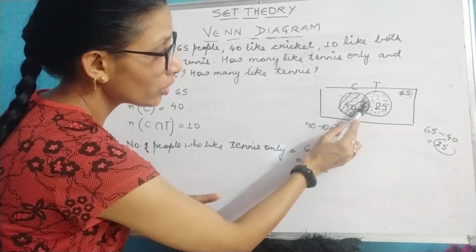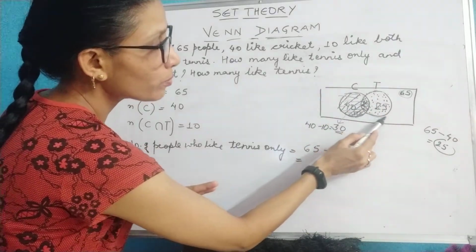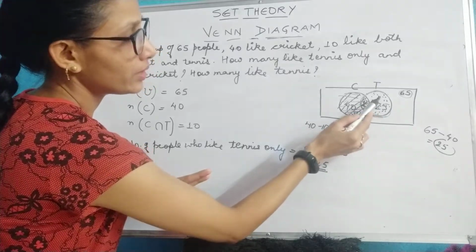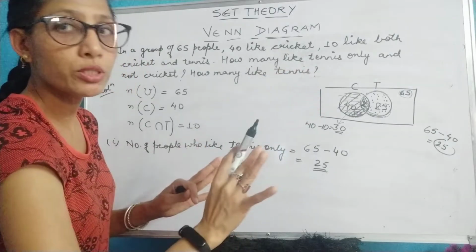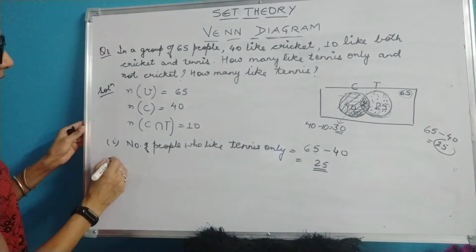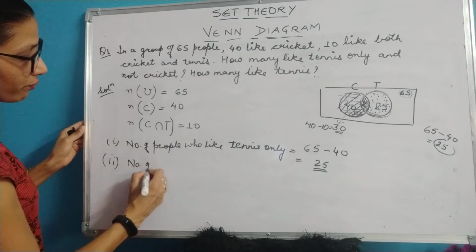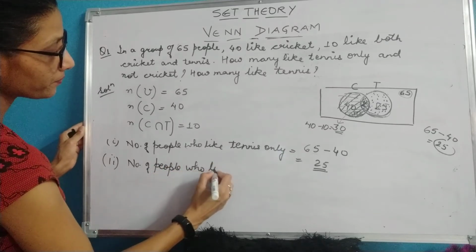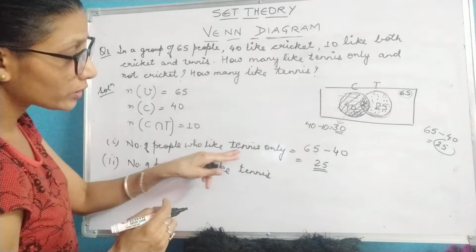I have not included this part. If I want to find out my complete set, then I will be taking it as 25 plus 10. That means 35 persons are there who like tennis. So here for the second part, I will be writing it as how many like tennis. So number of people who like tennis. Here it was tennis only.